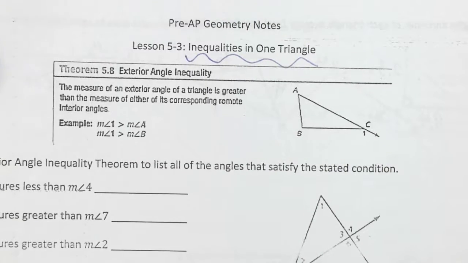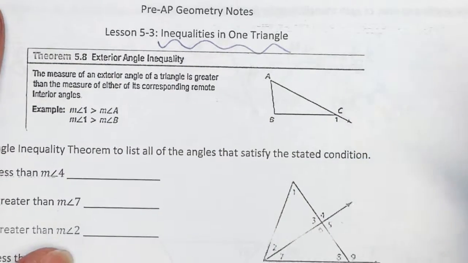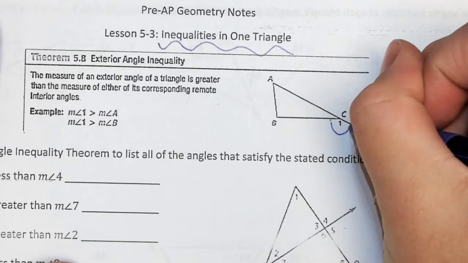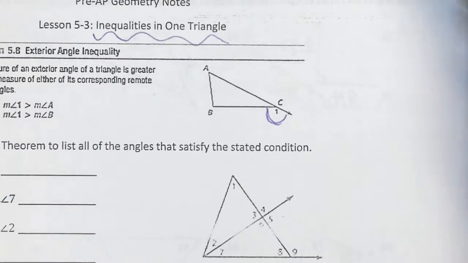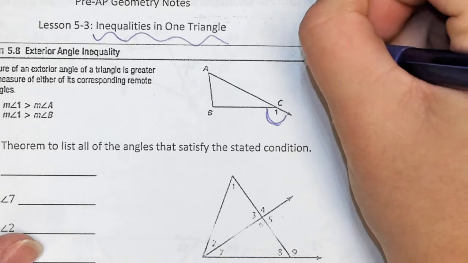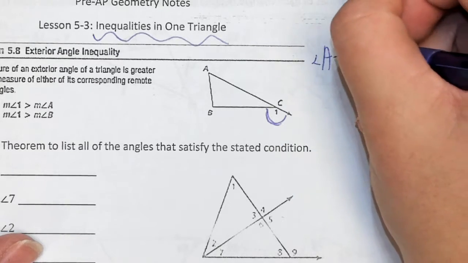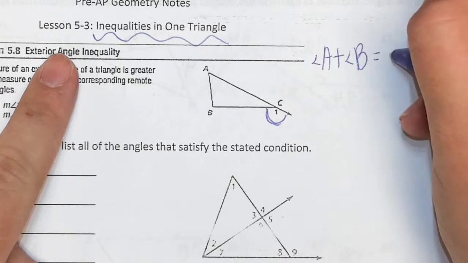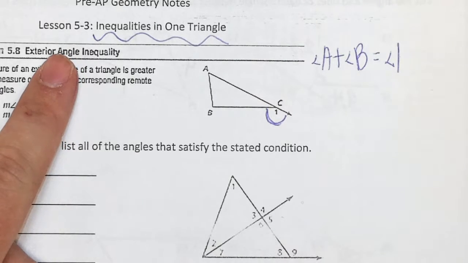Okay, so this is the whole concept behind this activity, this theorem. Remember, the exterior angle theorem said angle 1, this outside angle 1. How do we find angle 1? We add what two angles? Right. So the exterior angle theorem says that angle A plus angle B is equal to angle 1.